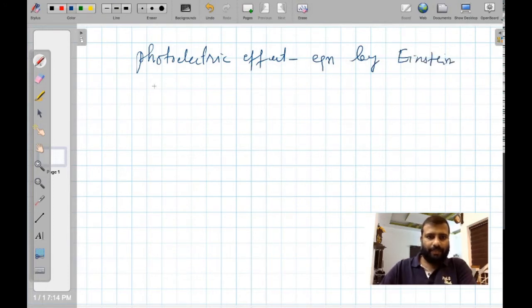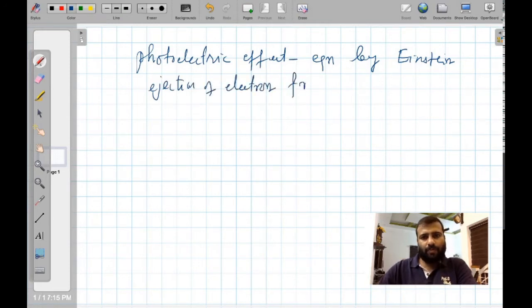In the photoelectric effect, it is observed that when electromagnetic radiation, for example light, is radiated on metal surfaces, not all the metal surfaces, but on some of the metal surfaces, electrons are ejected from the surface. So I can define it as the ejection of electrons from certain metal surfaces.